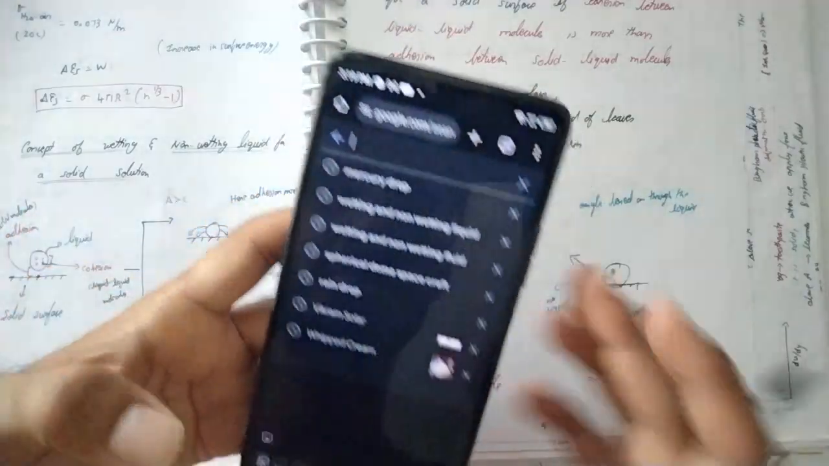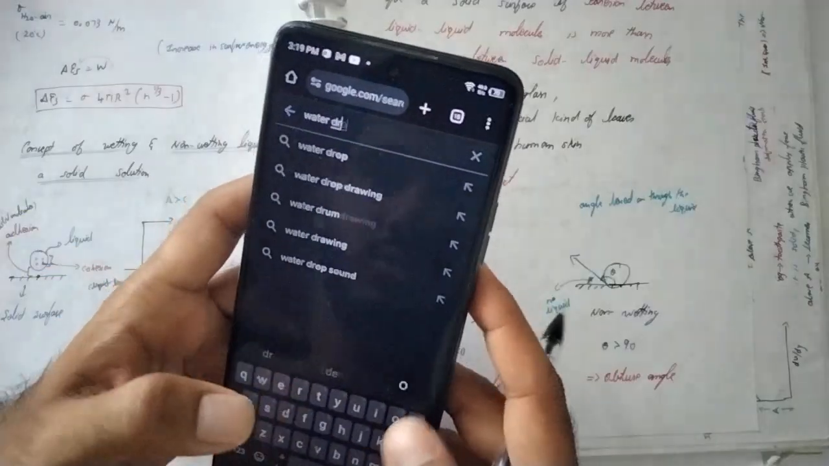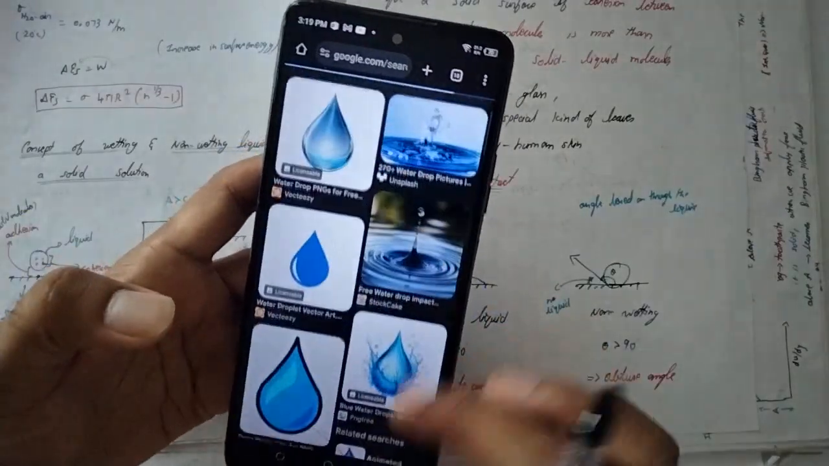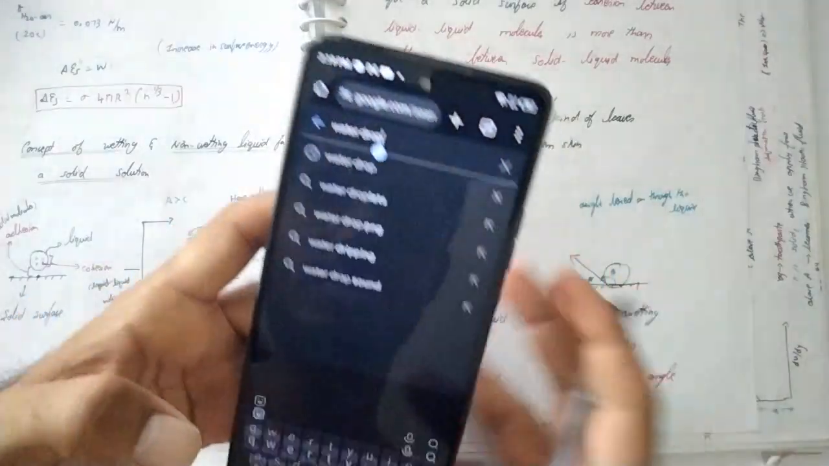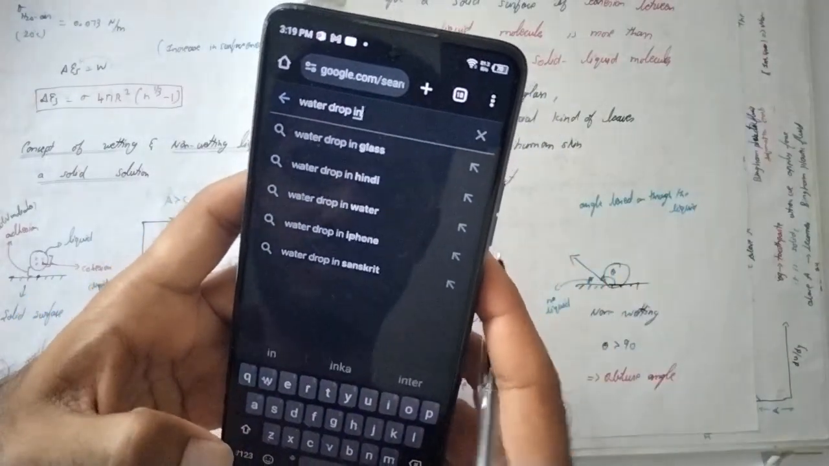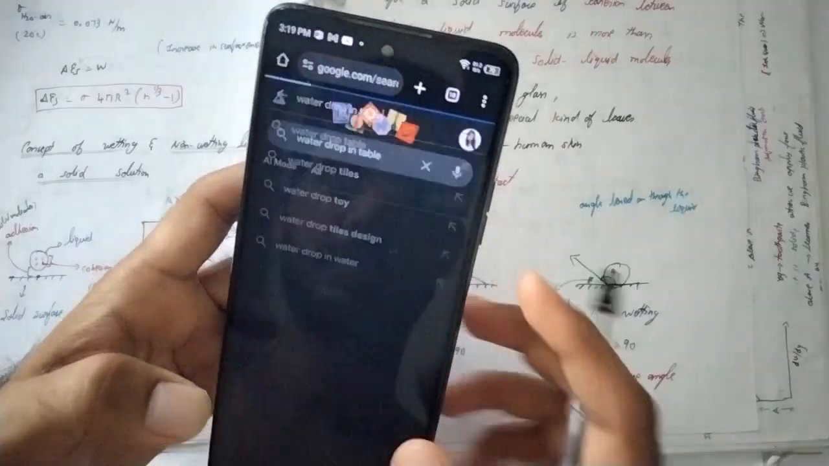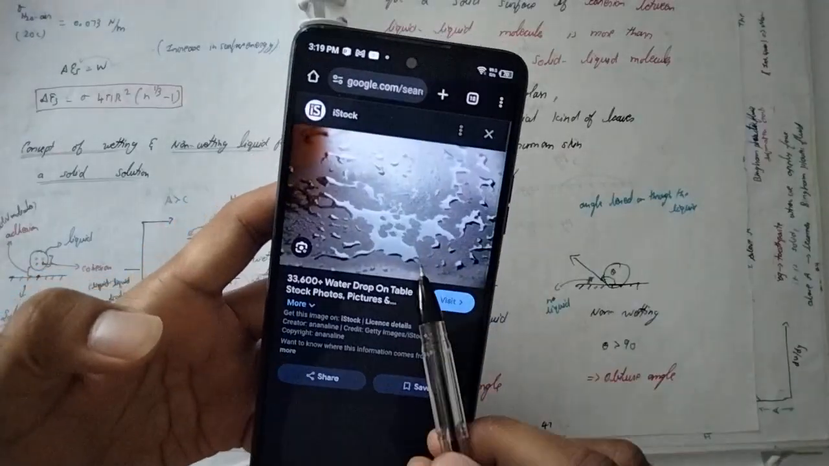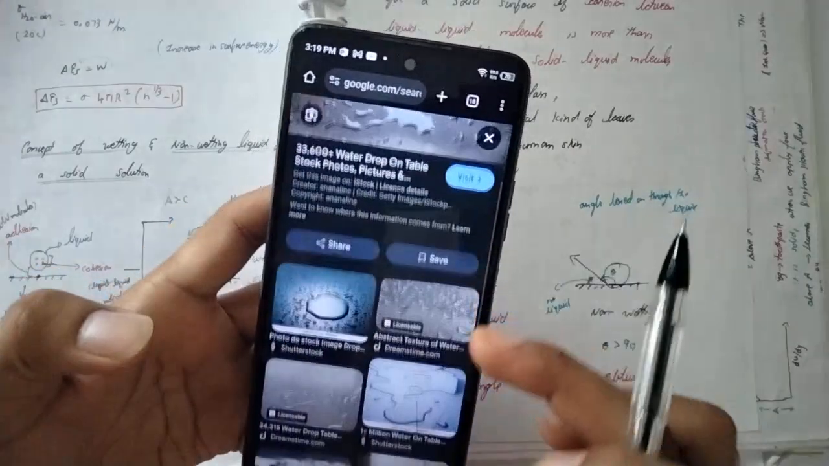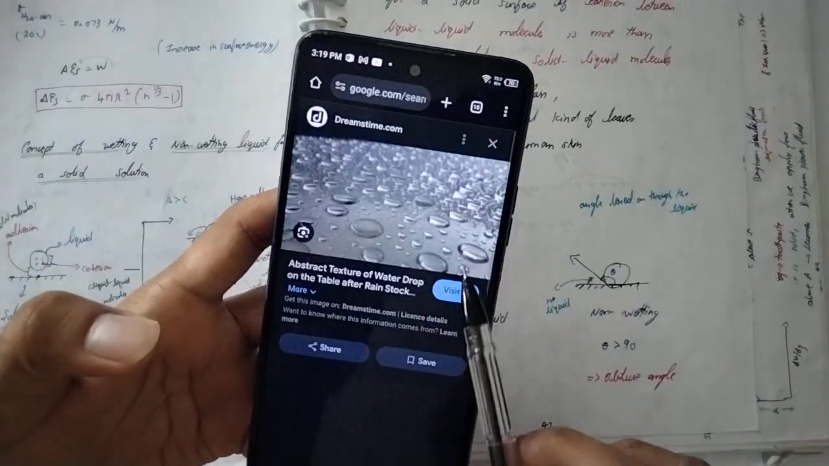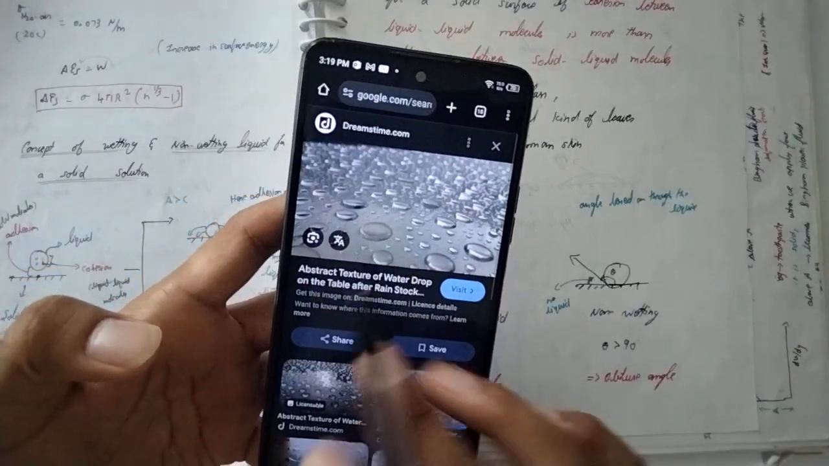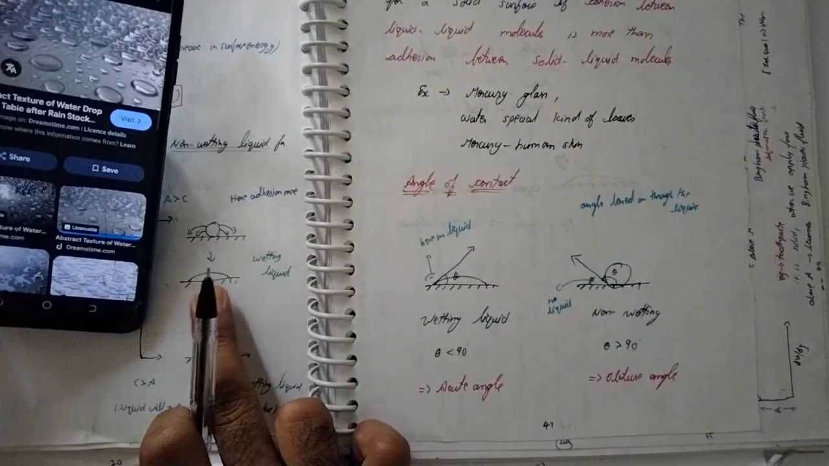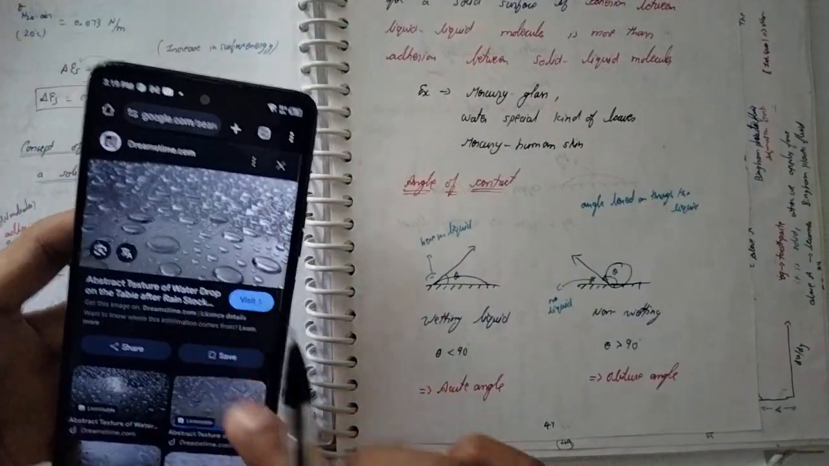But if you take a water drop, see how the water is there. You can see the entire thing is spherical and attached to the surface. See how this is there and how this is there. So this is a kind of wetting fluid.